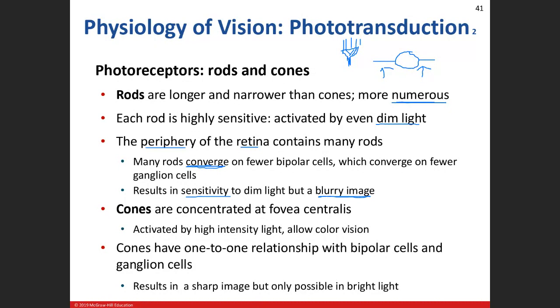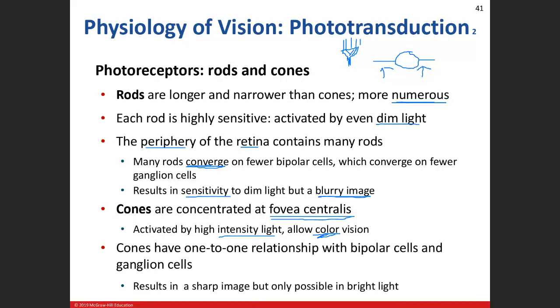Now, cones. This is their home, the fovea centralis. That is where that sharp vision comes in, all right? Now, here's the thing. They're awesome for color, okay? High intensity lights, we'll talk about what happens with that, but they can be activated by high intensity light, like we're in here, right? In this room, we're using our cones quite a bit, not so much the rods. The rods are our night vision here, all right?